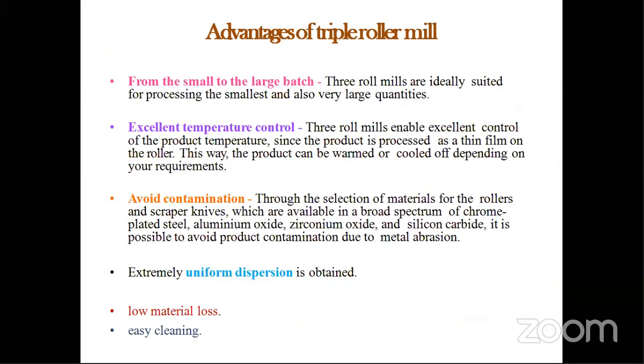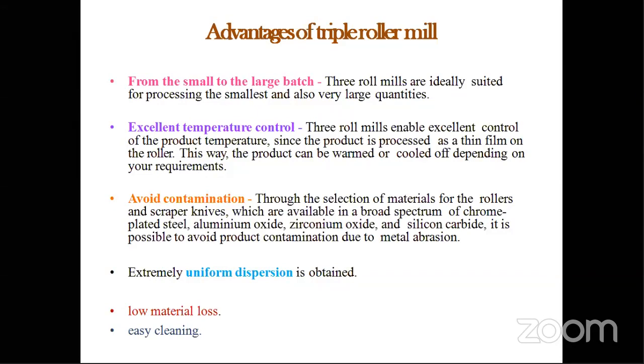What are the advantages? From small to large batches, roller mills are ideally suitable for processing the smallest as well as large quantities of materials. Excellent temperature control: the roller mill enables excellent control of the product temperature. Since the product is processed as a thin film on the roller, the product can be warmed or cooled depending on your requirements.